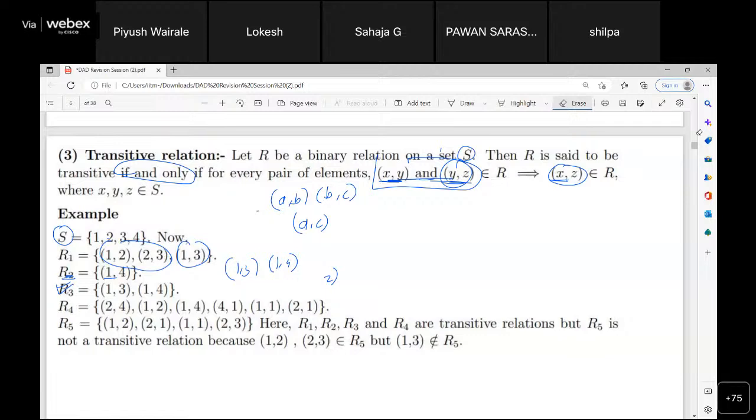Hello, are you getting what I'm saying? Piyush, I just wanted to ask, any set with just one pair of elements becomes automatically transitive, is it? Yeah, automatically transitive. Acha, okay, thank you.